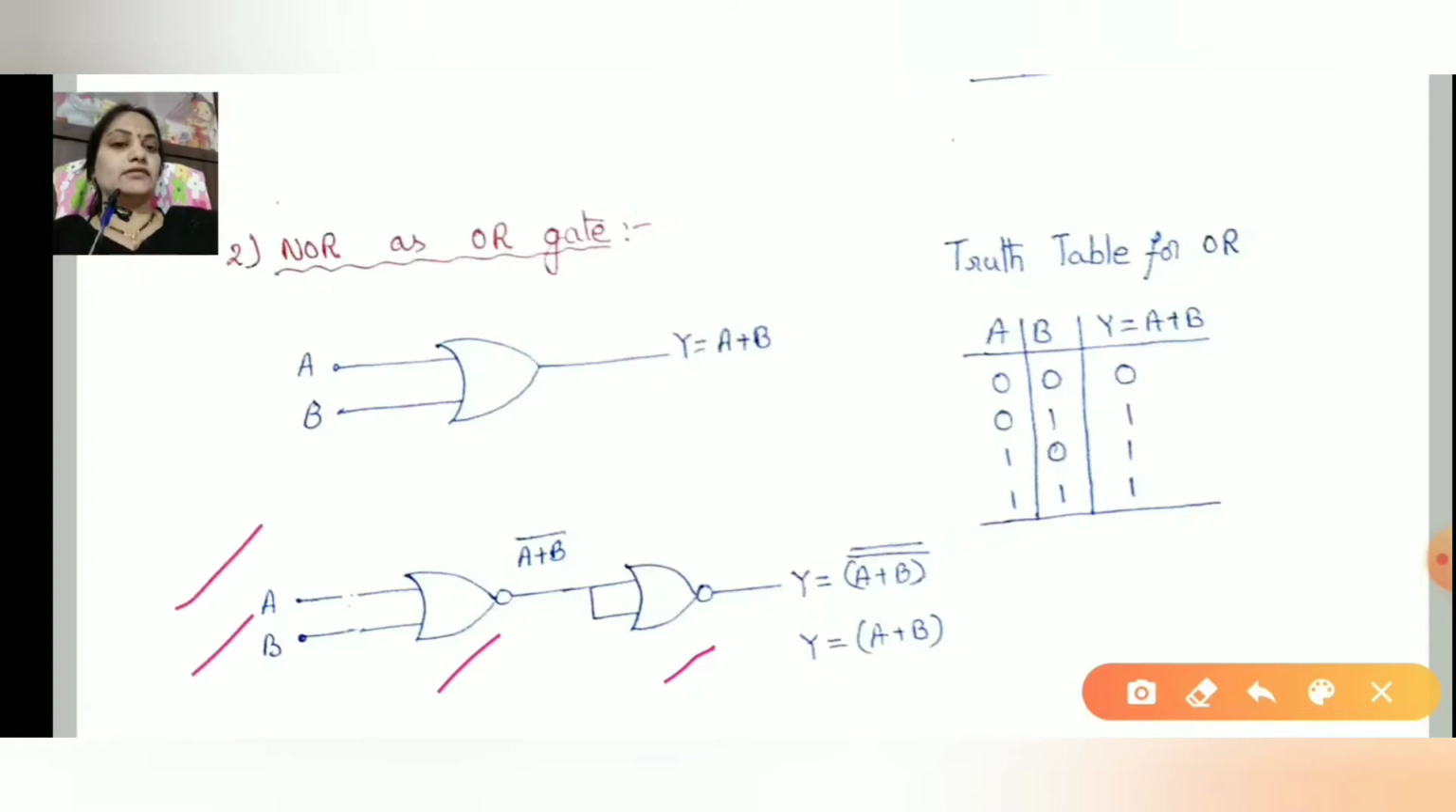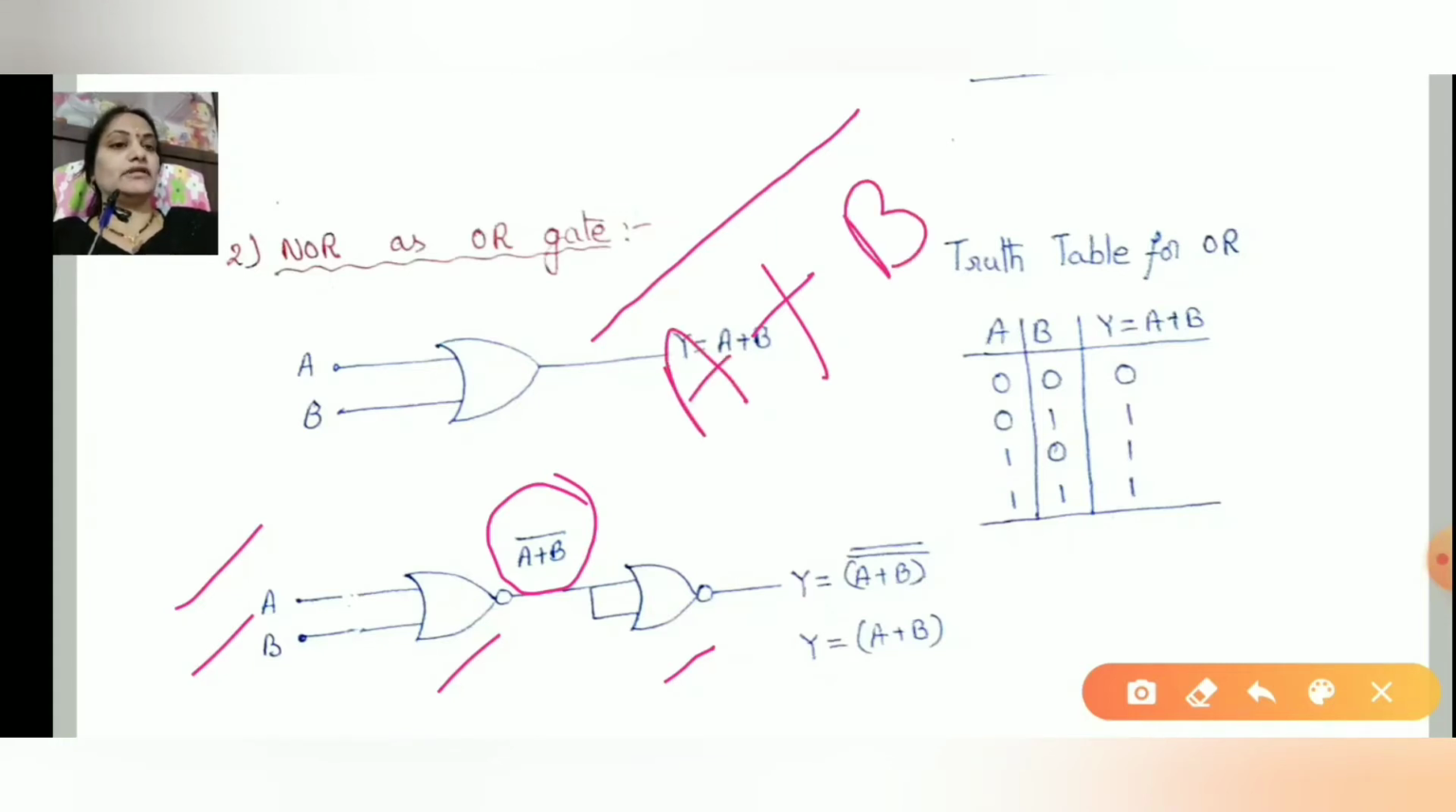Now according to the definition of a NOR gate, what does it indicate? It indicates that the output is the whole complement of the addition of two variables. That's why we wrote it like this. What is this? The whole complement of the addition of two inputs, that is, the whole complement of A plus B.